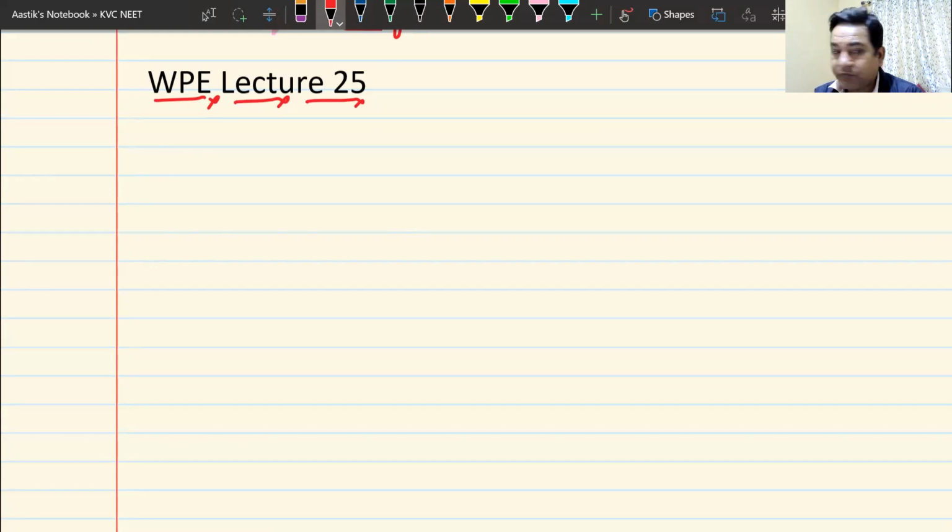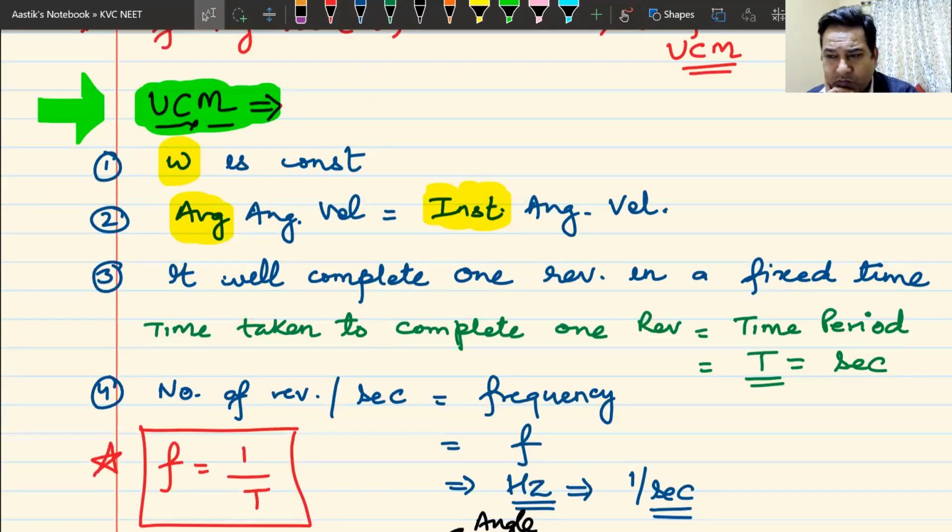We had discussed what is uniform circular motion, and we had seen that if omega, which is the angular velocity, is constant, then the motion is known as uniform circular motion. In case of a uniform circular motion, the average angular velocity, whatever time interval you take, will always be equal to instantaneous angular velocity.